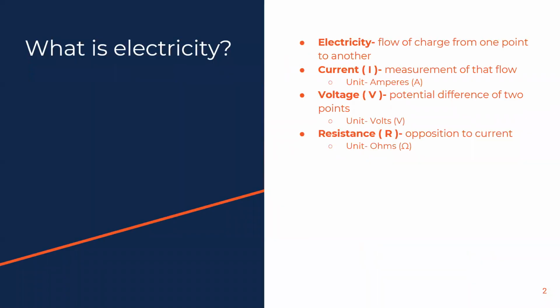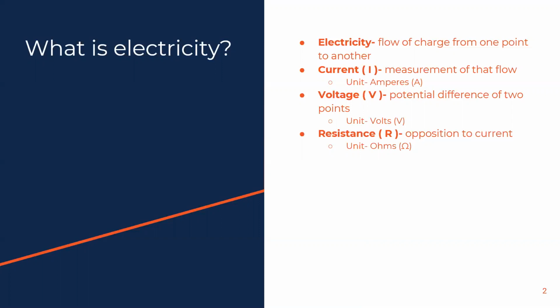So first we want to talk about what is electricity. Electricity is the flow of charge from one point to another. Electricity, as you know, is what allows us to have light in our house and allows us to cook food on an electric stove. Electricity has three major properties that we like to measure and understand.